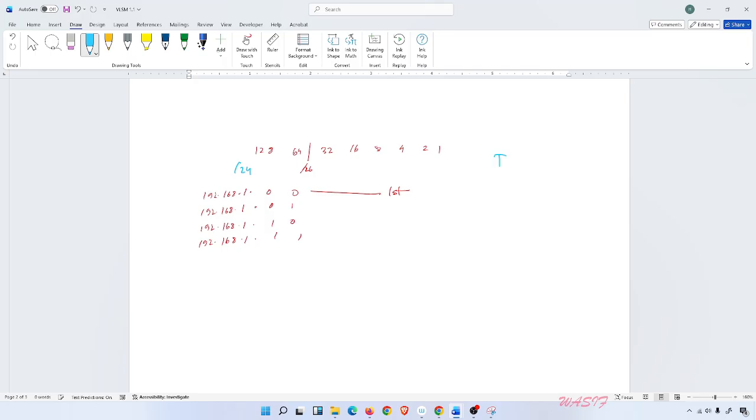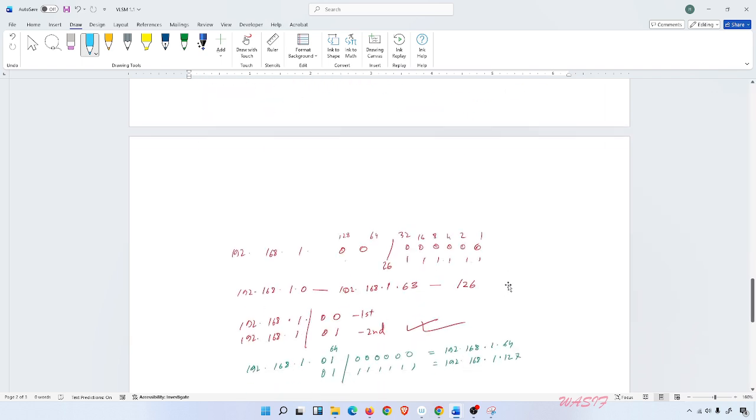Let's say this is table 1. There are 4 subnets, and each of them can give you 62 usable IPs. Now take the first one from the table. From table 1, take the first one.